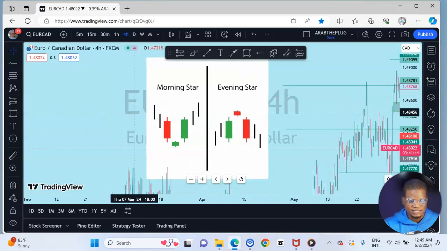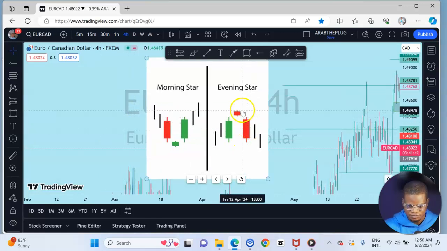So an evening star is like the opposite. For an evening star, the market has been in an uptrend, and maybe the market hit an area of supply or resistance, and you have a bullish candlestick followed by an indecision candlestick, showing you that though the market is still bullish, at this point the market is in an indecision stage where neither the bulls nor the bears really have the big power.